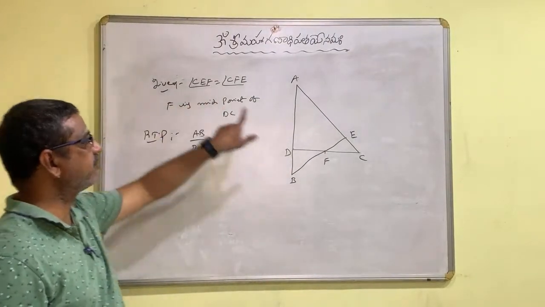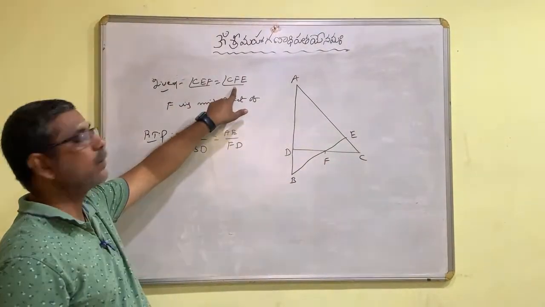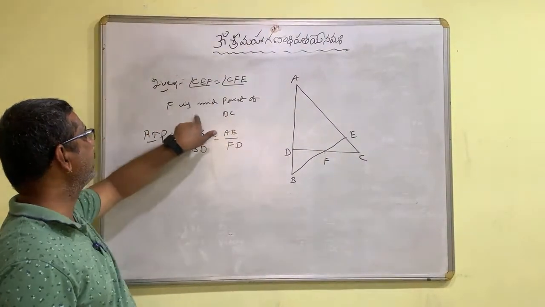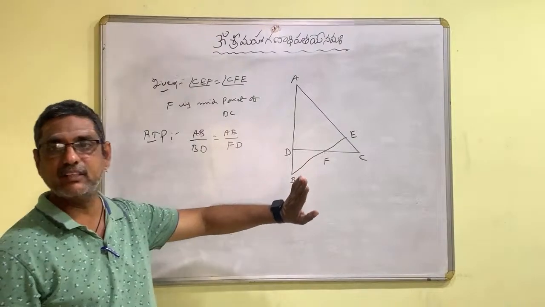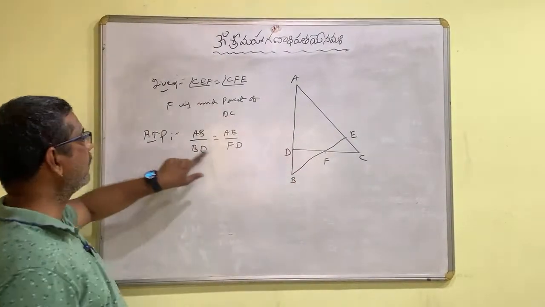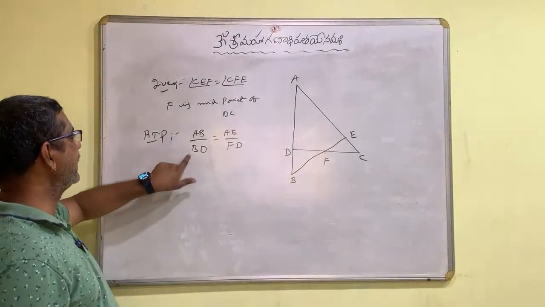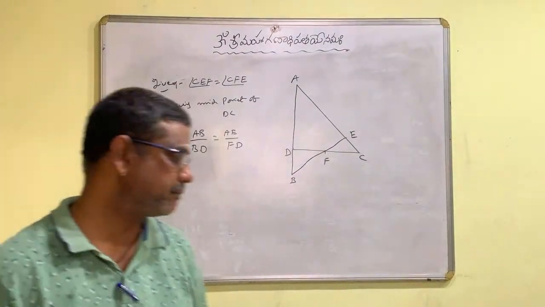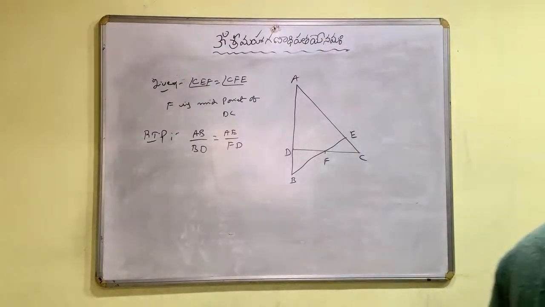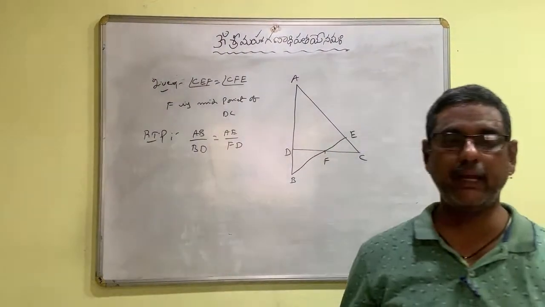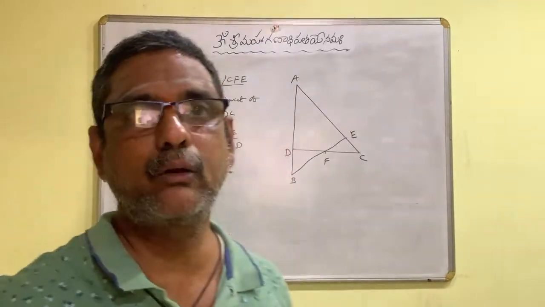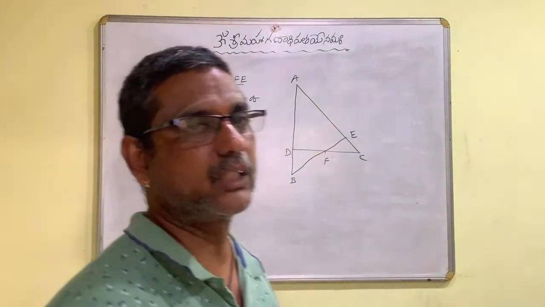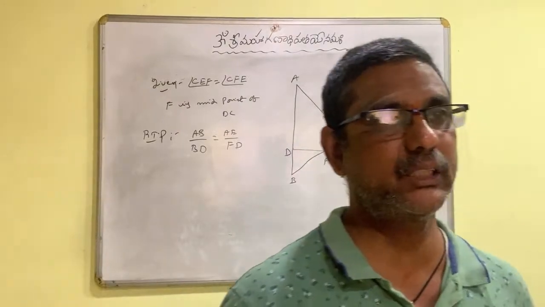Angle CEF is equal to angle CFE. Not only that, F is the midpoint of DC, that is also given, and you have to prove AB by BD is equal to AE by FD. Okay, na? This is the homework for tomorrow, and again we meet tomorrow but 8 o'clock sharp, not 8:30. Okay, na?